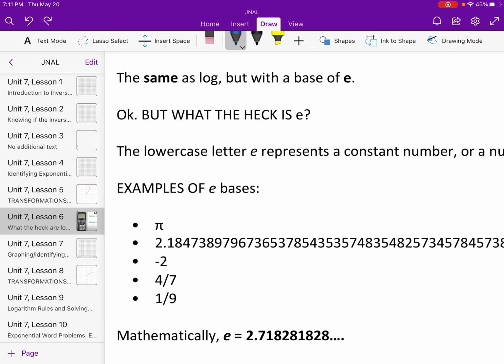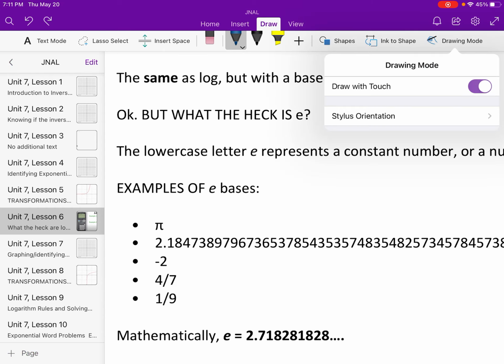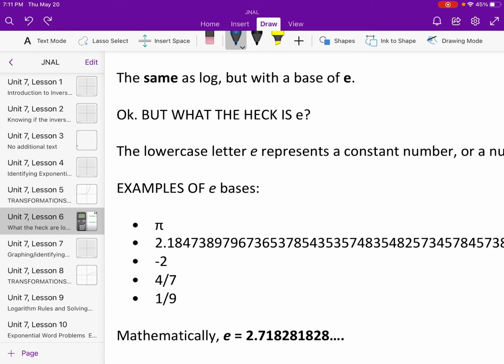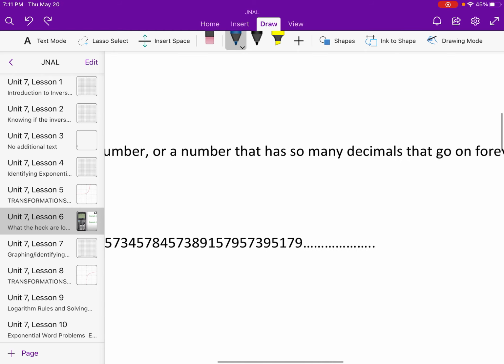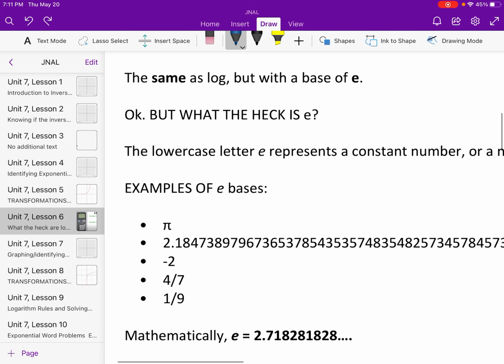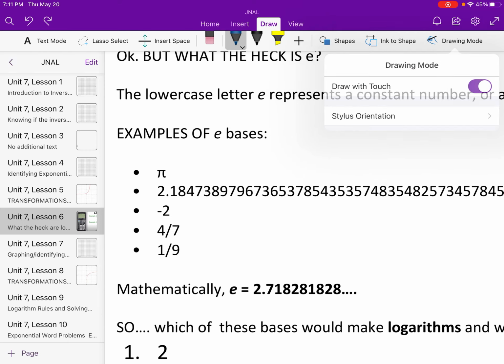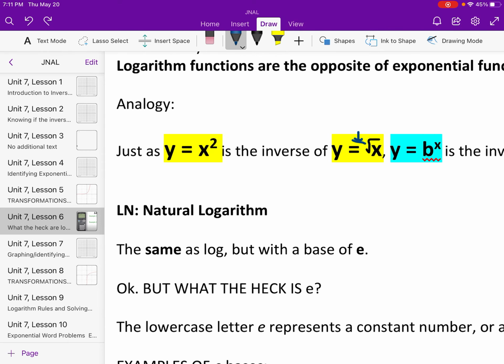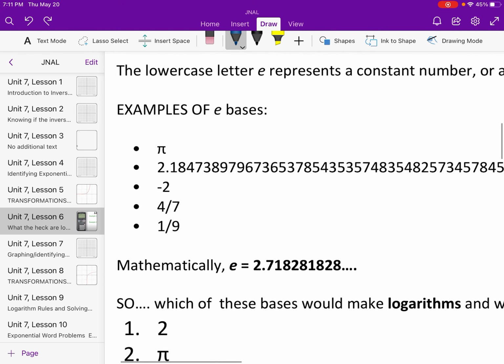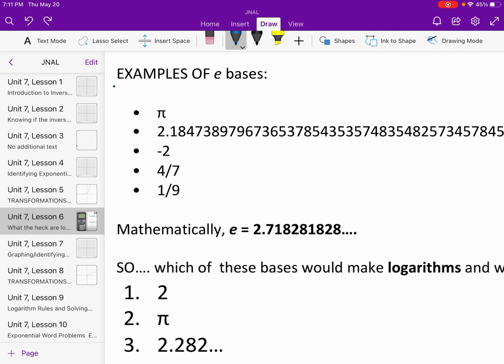Pi is always 3.14, whatever. Same thing with this. e equals 2.71828, whatever. But anyways, if you ever have a base of e, then the answer is going to be a constant number, which is a number that has so many decimals that it goes on forever. Here are examples of e bases. That doesn't mean that these are e, it means that they could be answers if e was the base.